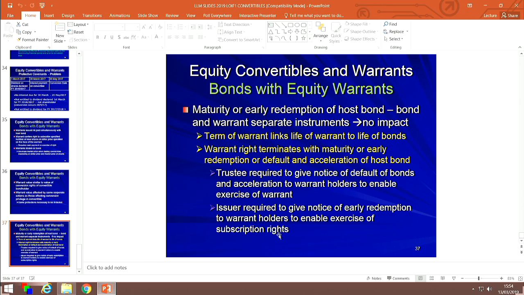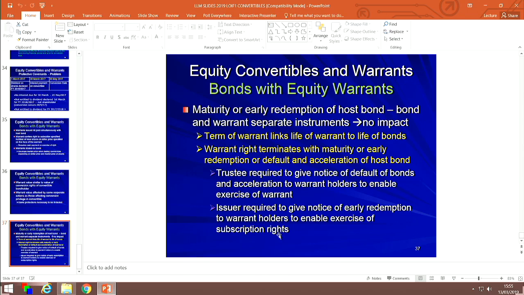So that's an important thing to remember, because theoretically, in legal theory, the warrant is a separate financial instrument. It doesn't terminate when the host bond is defaulted or is redeemed. But in practice, there is a specific clause which says if the host bond is defaulted or redeemed, that's the end of the matter. The warrant also terminates. The right terminates.